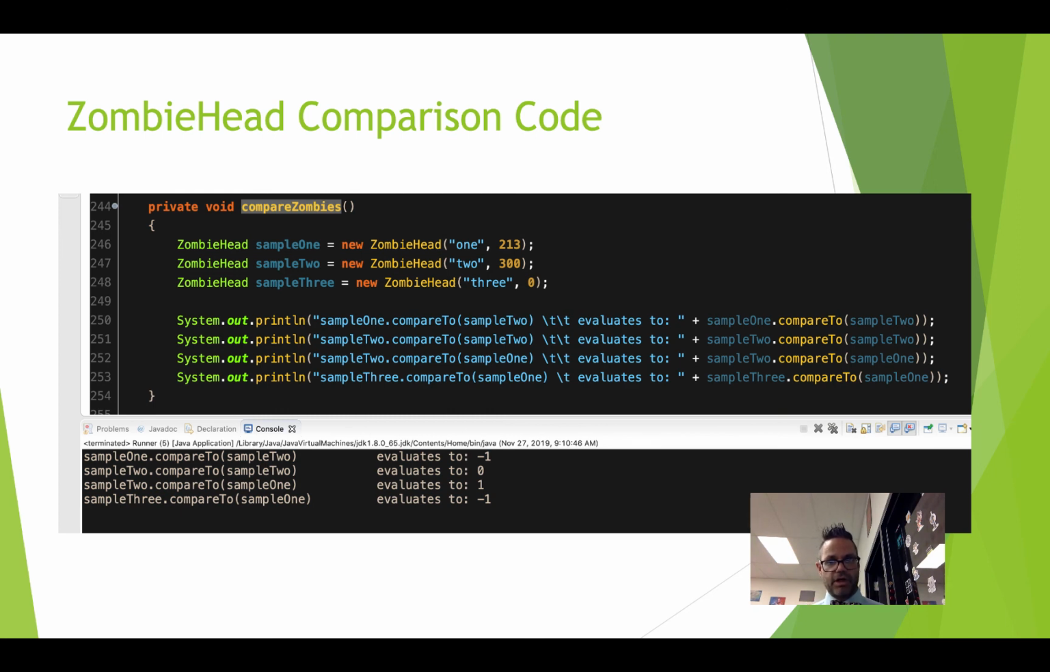Sample 2 compared to sample 2 gives me a 0 because 300 and 300 are the same. That should definitely be the same. And then sample 2 compared to sample 1 gives me a positive number because 300 is after 213. Oh, good, good, good. And just for giggles, we'll take 3 and 0. So sample 3 compared to sample 1 is -1 because 0 is less than 213. So you have it working properly. So we can see that these are working appropriately as our structure on that.